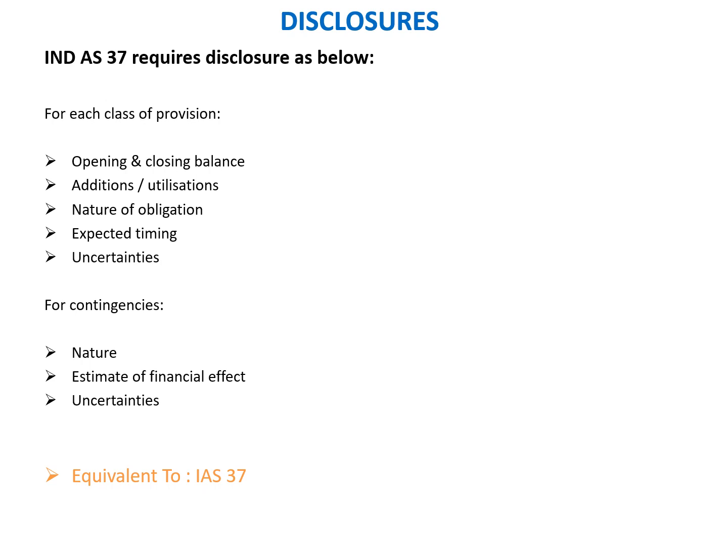Okay, now we'll talk about the key disclosures that are required as a part of this standard. So IND AS 37 requires disclosures as below. For each provision, we have to make sure that opening and closing balance should be there. Any addition and utilization should be mentioned. Nature of the obligation, expected timing, and the uncertainties. And then for contingencies, we have to mention the nature of the contingency, the estimation of the financial effect, and then the uncertainties attached to it.